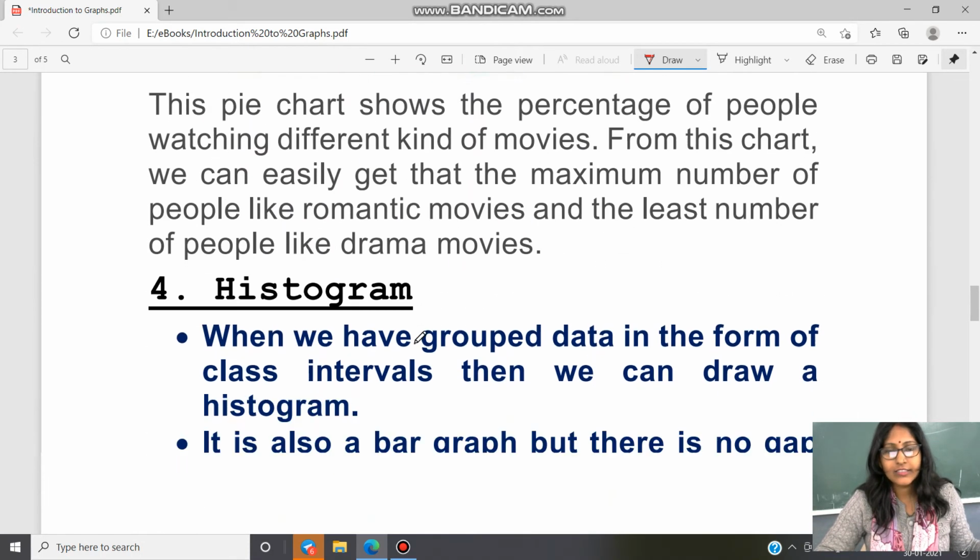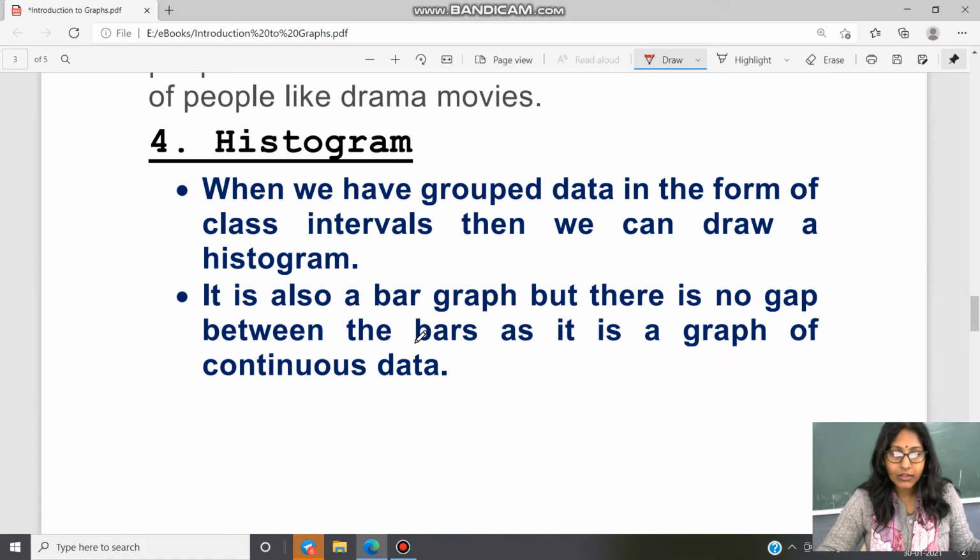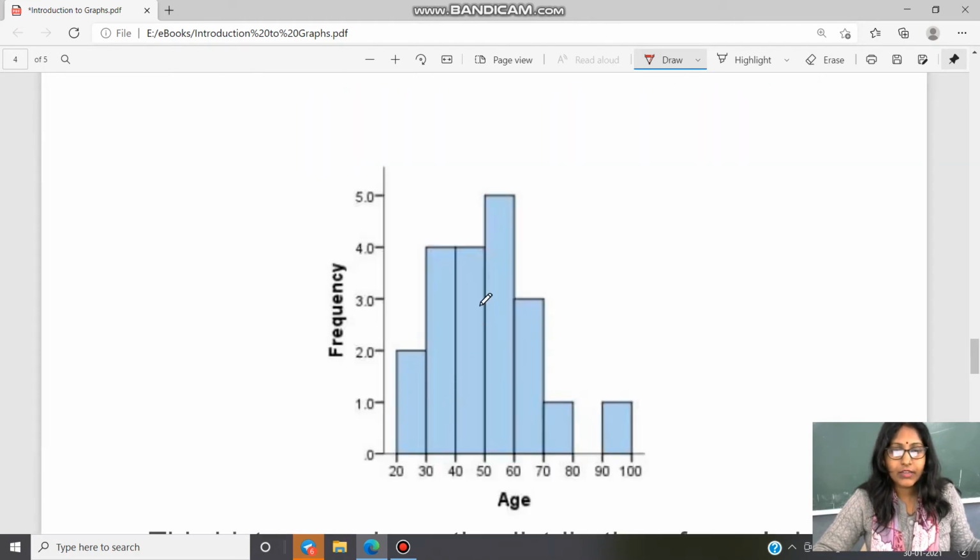The next is the histogram. When we have a large range of data, then we group the data in class intervals. When we represent these class intervals in the form of a graph, that type of graph is called a histogram. A bar graph is not a continuous form. In a bar graph, we represent discrete data, but in a histogram, we represent a graph of continuous data. For example, I am plotting here a histogram.